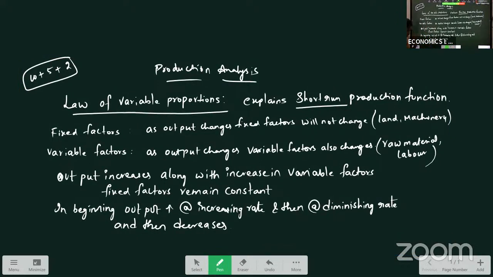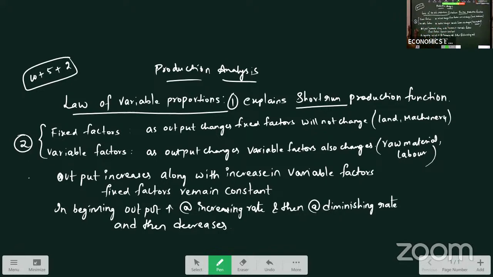First, how will you explain this law? The first point is, it explains the short run production function. In the short run, there are two kinds of factors. That will be your second point. Fixed factors: as output changes, fixed factors will not change, that is our land and machinery. Variable factors: as output changes, our variable factors also change, such as our raw material, labor, etc.